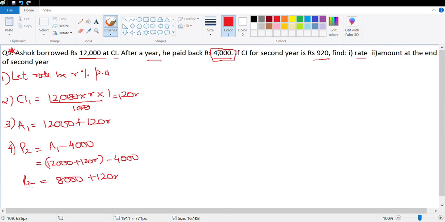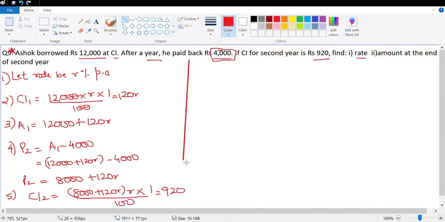That's P2. Now let's calculate compound interest for the second year. Compound interest for the second year will be principal, in this case 8,000 plus 120R, that's the principal, multiplied with rate, which is R, multiplied with time upon 100. And this is given equal to 920, because compound interest for year 2 is given equal to 920.